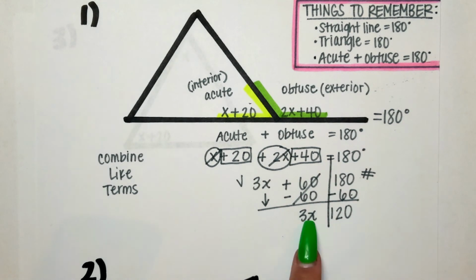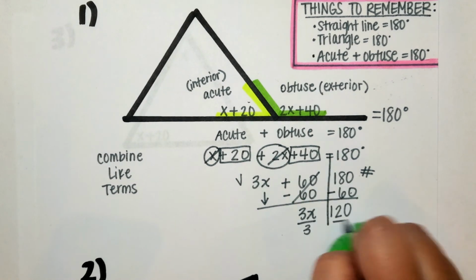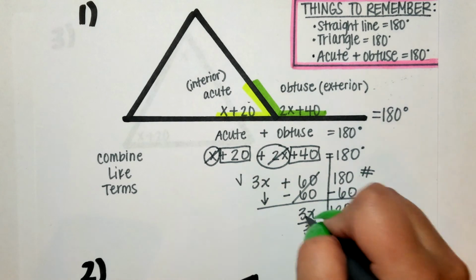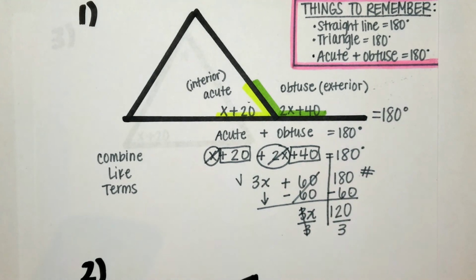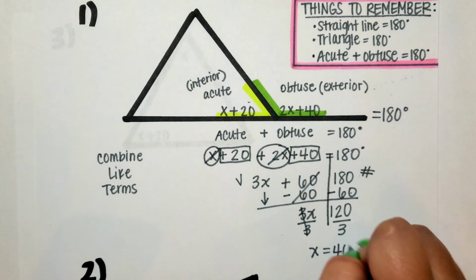Then I want to divide both sides by the number that is next to the variable. So I'm going to divide both sides by 3. I'm going to cross off my 3's because that equals 1. And I'm left with x equals 40.